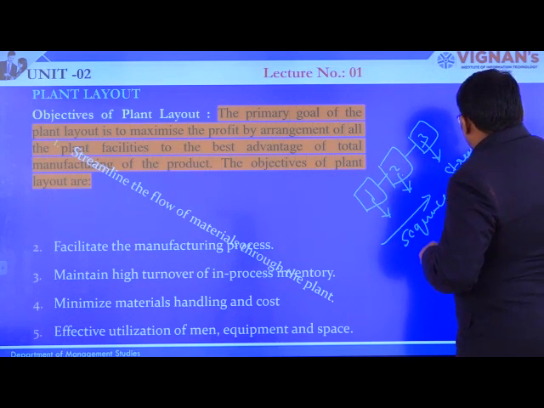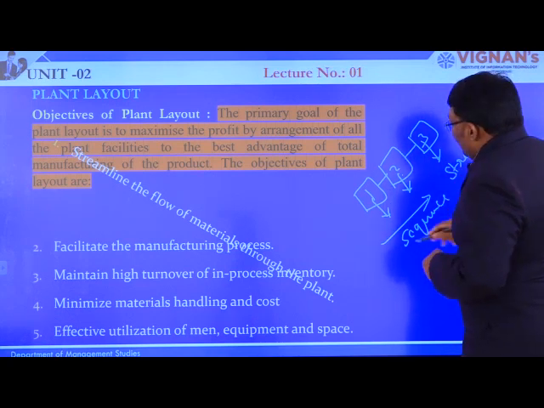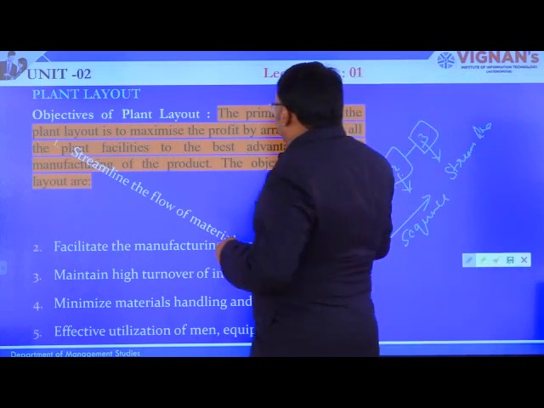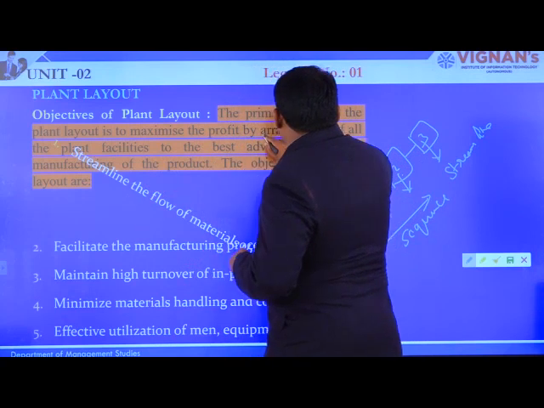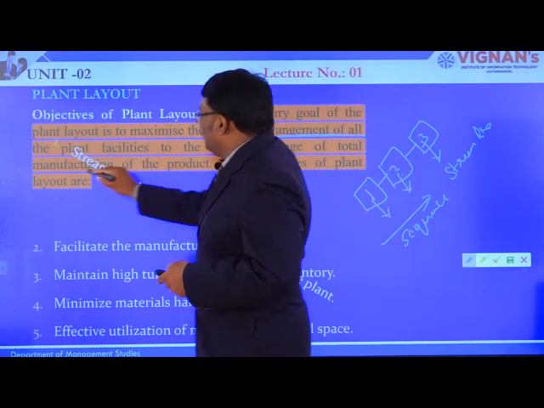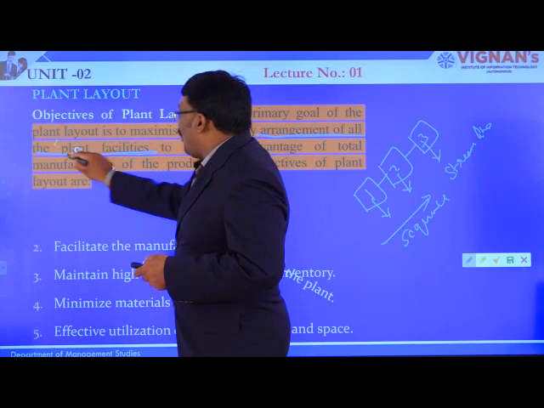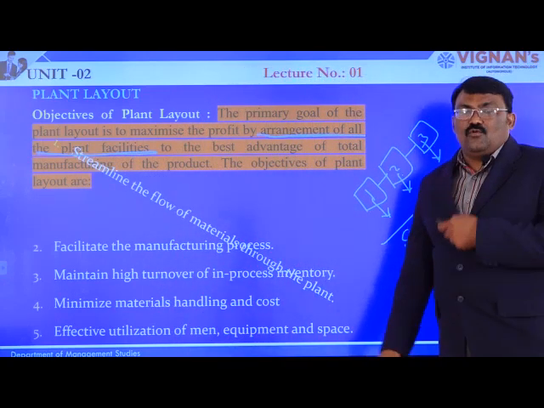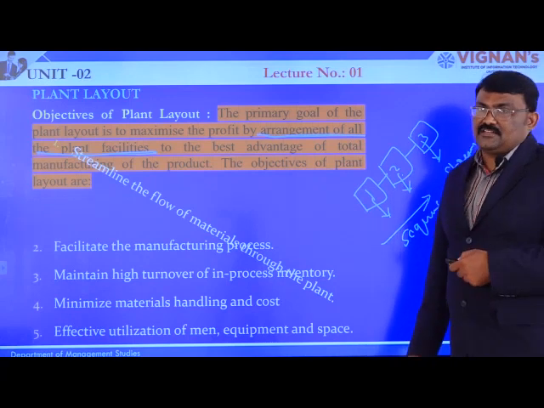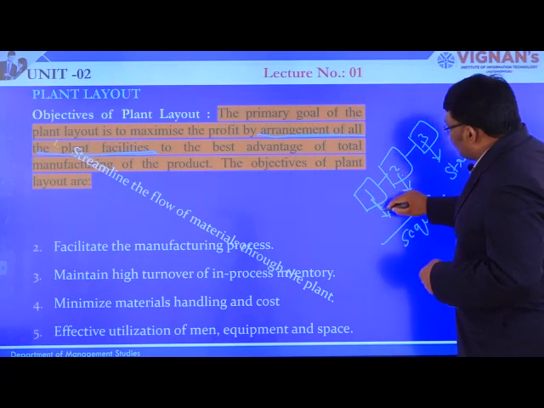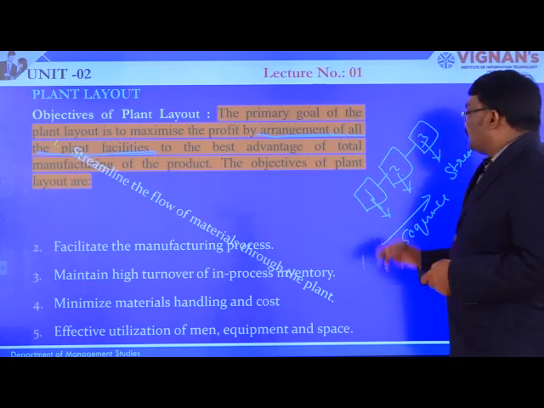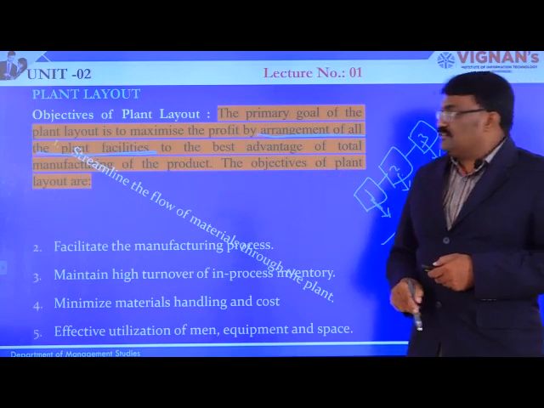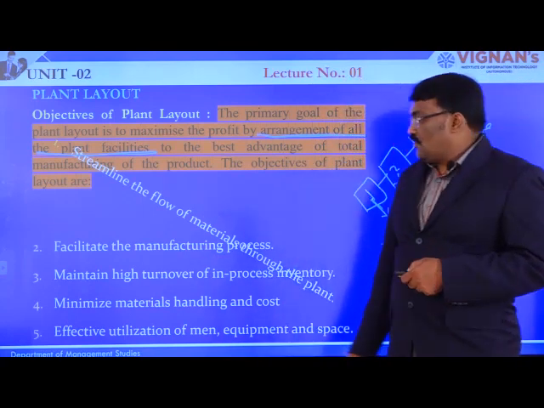That sequencing is what is called streamline, because this streamline will make the overall plant layout be arranged in the plant facilities optimally, at the highest level of optimum. So, the very first objective is to streamline the sequence of work which is being carried out in the organization. Okay.